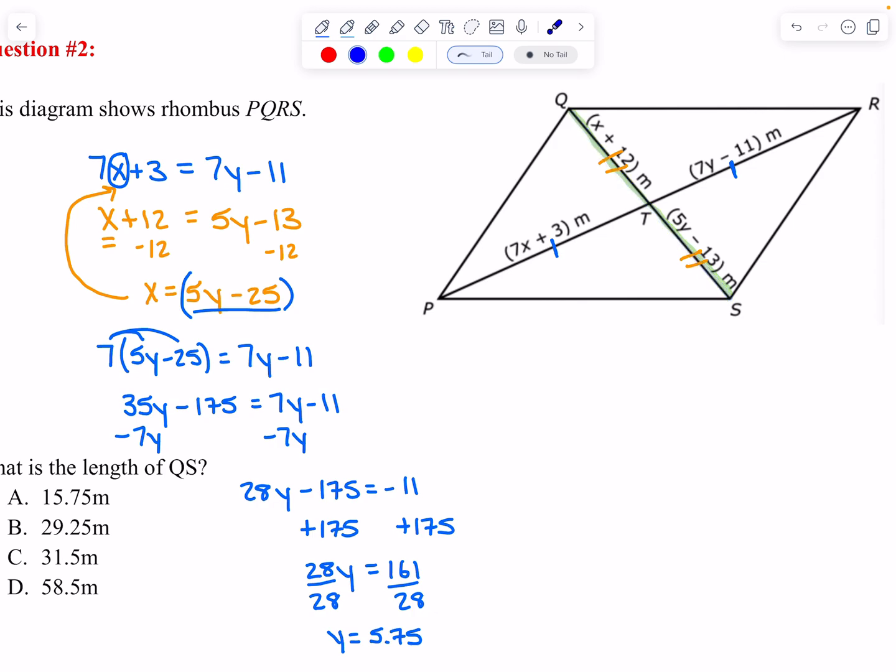So now I know that y right here is equal to 5.75. And when I find this piece, I know it's congruent to the other piece of the diagonal. So then I can figure out the whole thing. So I'm going to plug in 5 times y, which is 5.75, minus 13, which gives me 15.75. Which I know they both equal that. And so then all together, 15.75 times 2, or if I add them together, I get 31.5. So my answer to this one is C.